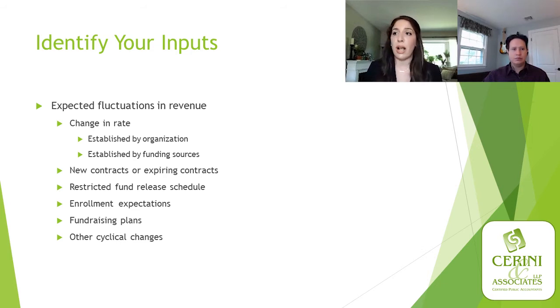Next would be contracts. If you are a contract-based organization, do you have any new contracts that you're expecting? Are there any contracts expiring, and now you have to make up for that shortfall? So you just want to think ahead. Are those contracts coming due next year? Is it going to be the year after? Do you have plans in place to replace those contracts? Are there new contracts you're trying to get that you're expected to win? So you want to think about that.